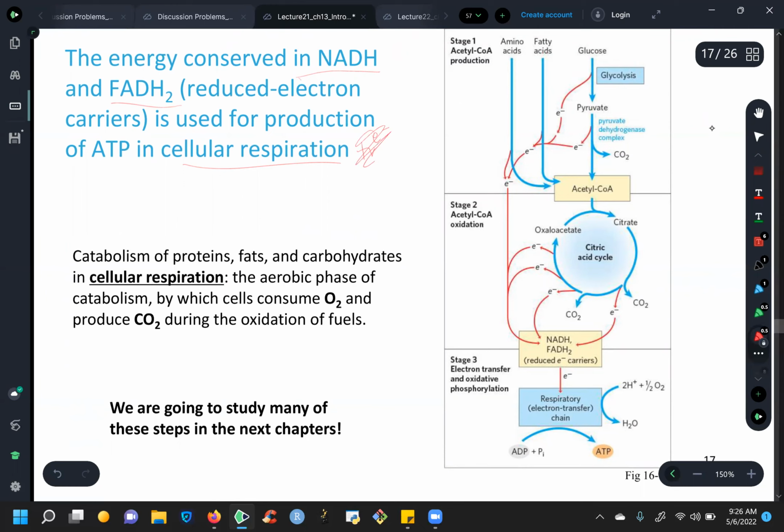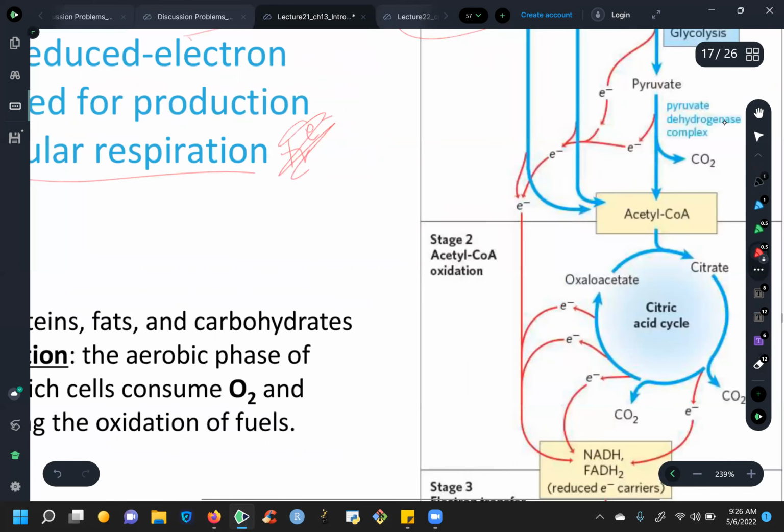So stage 1 is acetyl coenzyme A production. So we can make acetyl coenzyme A from amino acids, fatty acids, or glucose. So far we've done the whole glucose. That's what we mainly studied in glycolysis. So we have to remember what this is.